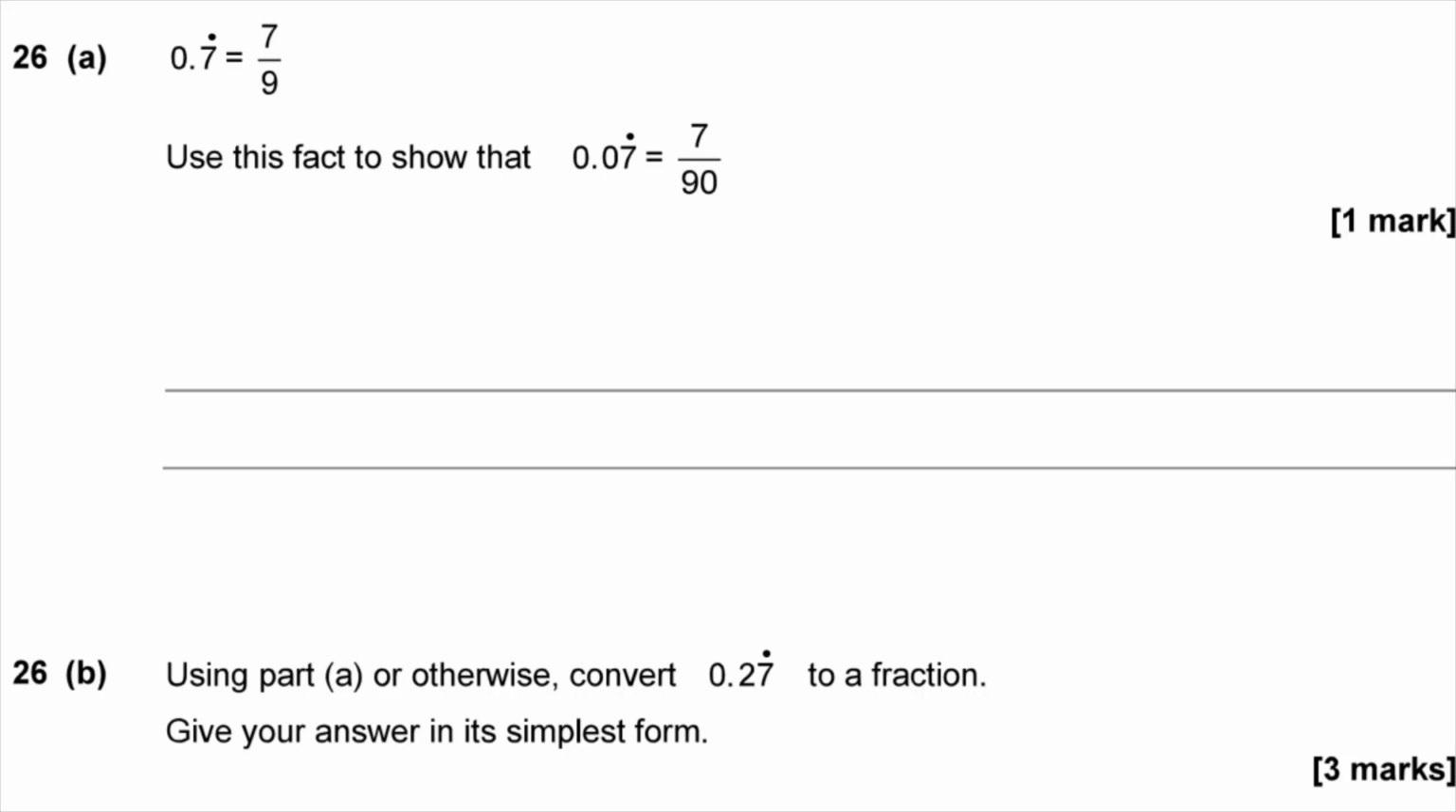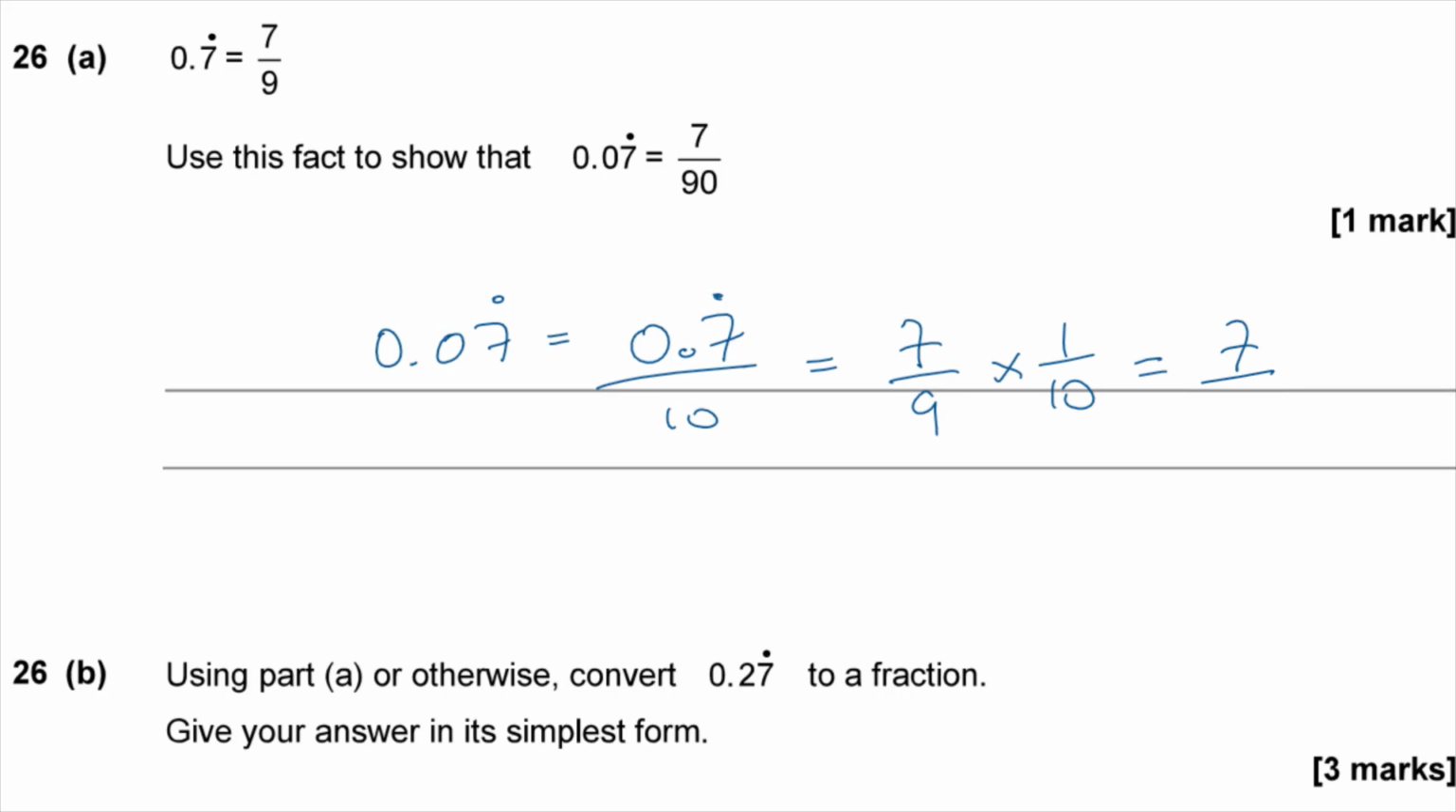Question 26a, 0.7 recurring is the same as 7/9, we're told, and we need to use this fact to show that 0.07 recurring is equal to 7/90. Well, 0.07 recurring is the same thing as 0.7 recurring divided by 10, isn't it? So that is the same thing as 7/9 divided by 10, or times by 1/10, which is the same thing as 7/90. I think that's enough.